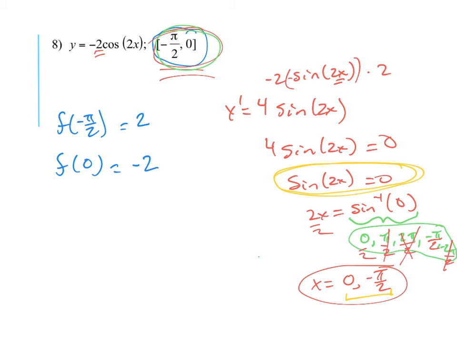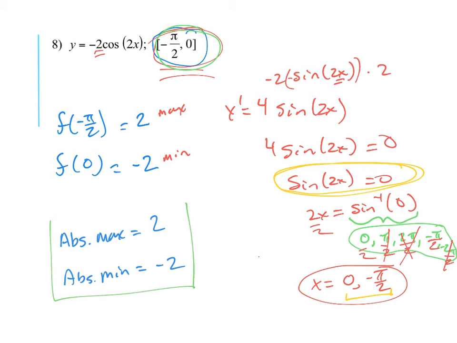Now, once you determine that you've got all your endpoints and critical points calculated, your job is simply to pick the highest and the lowest. So when I look at this list, all I have is 2 and negative 2. 2 is the max, and negative 2 is the min, right? It's the lowest. So when you answer the question, the absolute max is positive 2, and the absolute min is negative 2. And that's what we were asked to find, and now we've done that.